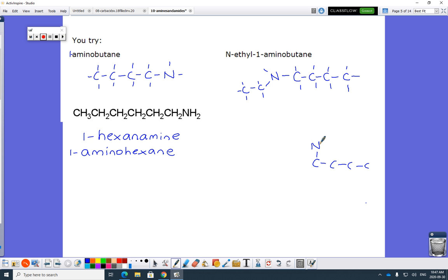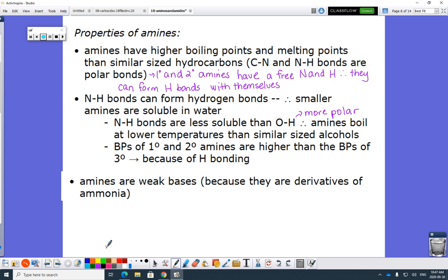All right, so for the properties, if you printed the note off, the stuff that's written on here is already typed in, okay? I fixed it. So amines have higher melting and boiling points than similar sized hydrocarbons. C-N and N-H bonds are polar. And then, like I said, it's already here. Primary and secondary amines have a free NH, which means they can form hydrogen bonds with themselves. Okay? So if you want to highlight that, you can.